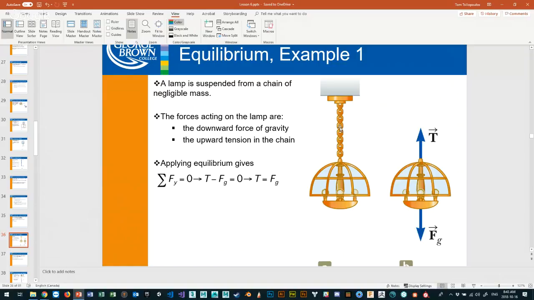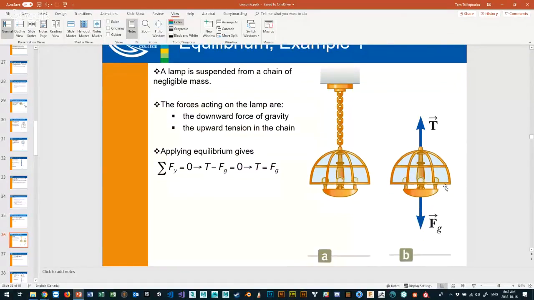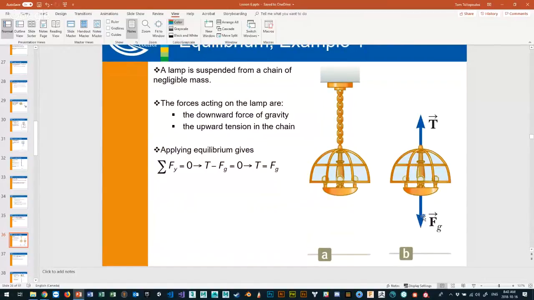As well as the wire, if you think about this, the tension, T, we can say, is equal to the force of gravity, F_G. The force of gravity is pulling down, the tension is pushing up, and those two things are in equilibrium. This formula is the equilibrium formula, which we're going to use over and over again.